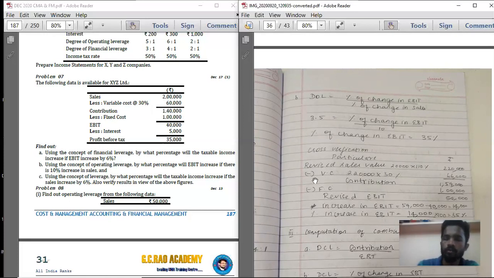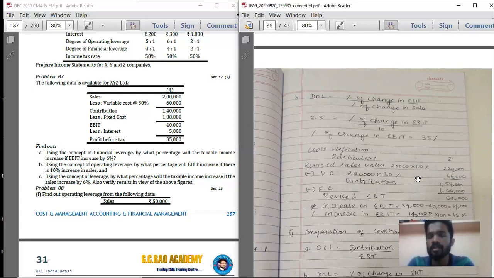How much is the sales? Within bracket, 2,20,000 into 30%, that is 66,000. Amount column, 66,000 within bracket. So below that, 1,54,000. Underline it. What is this 1,54,000? Sales minus variable cost is contribution. In the particulars column, write contribution, and in the amount column, that 1,54,000.